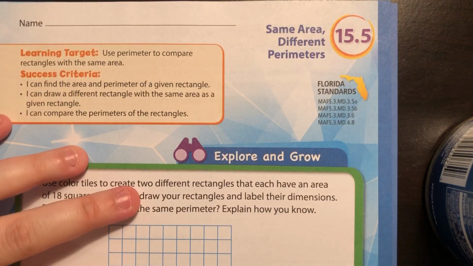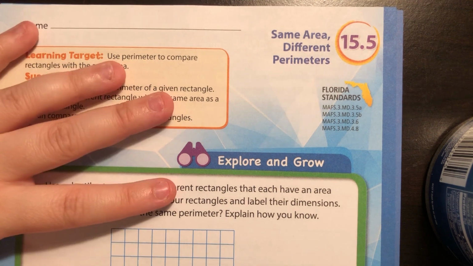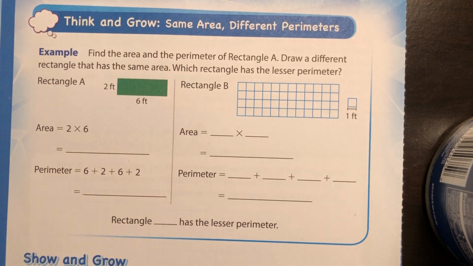Today for the lesson, we will have the last lesson of chapter 15, which is same area, different perimeters. This is actually the last math lesson of the book, so congratulations, you have made it to the end. Okay, we're actually going to go to page 706, and that is where our first example is.